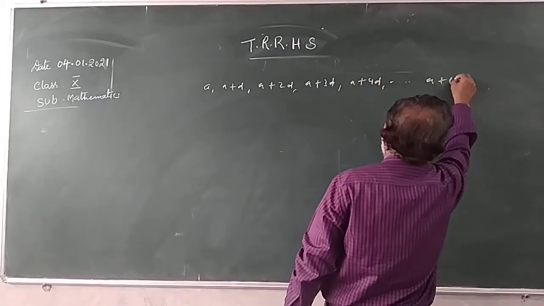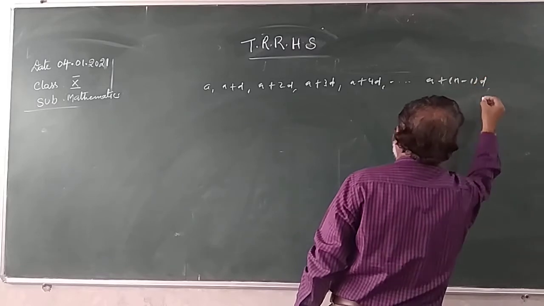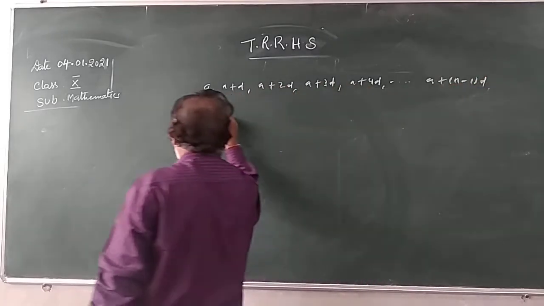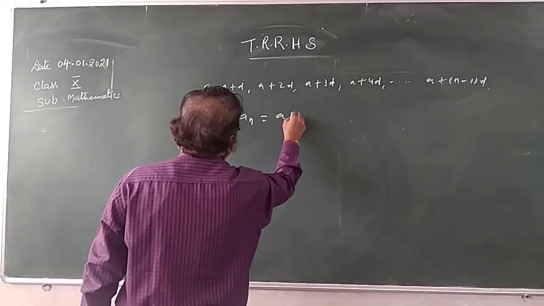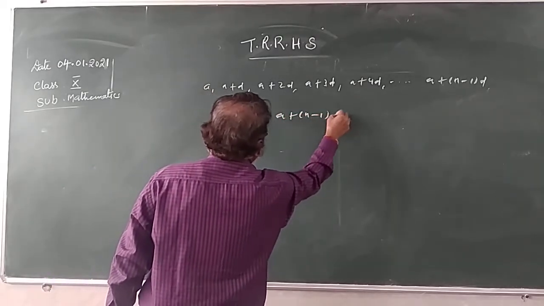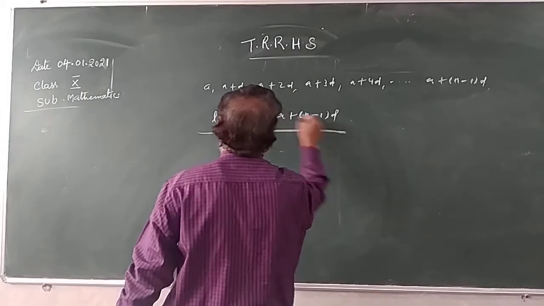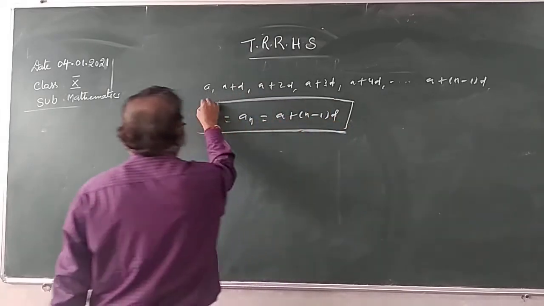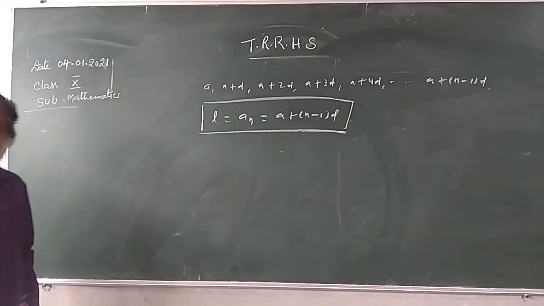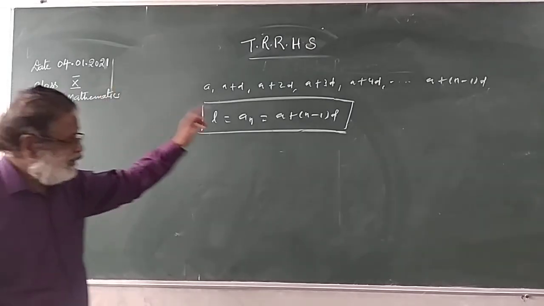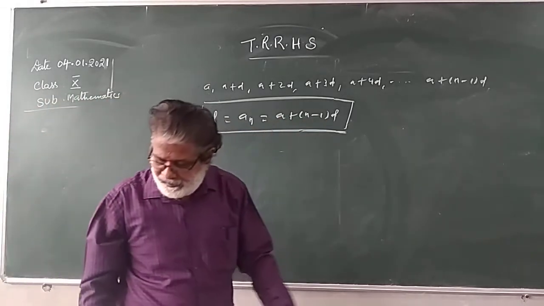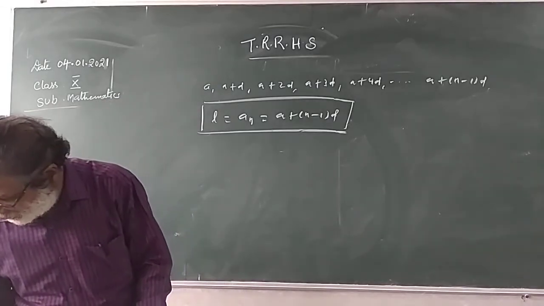The nth term is A plus n minus 1 into D. This is the last term. So, the last term or nth term of an AP is equal to A plus n minus 1 into D. The last term L is equal to A plus n minus 1 into D. I hope you clearly understood.